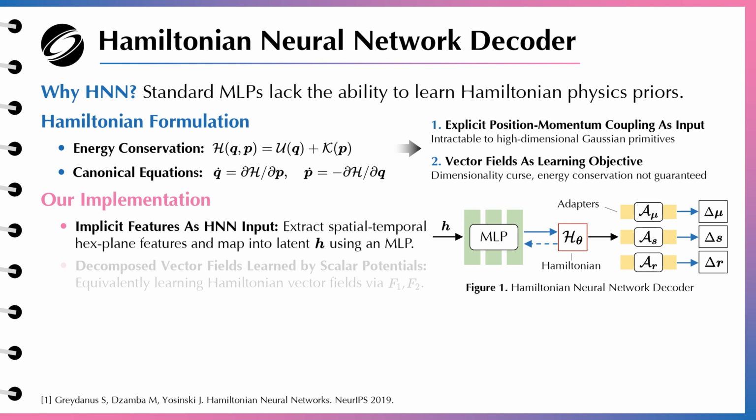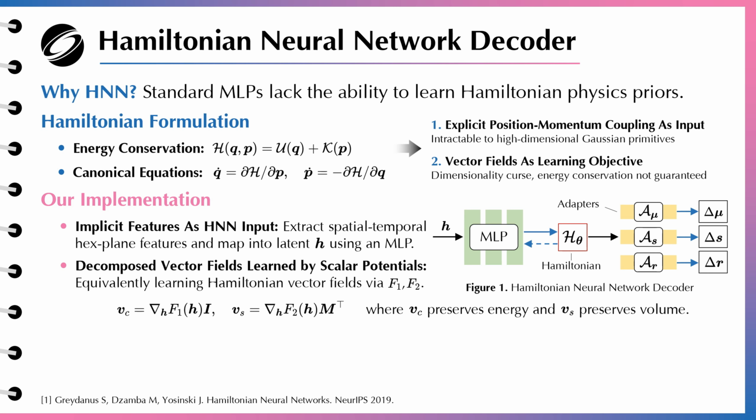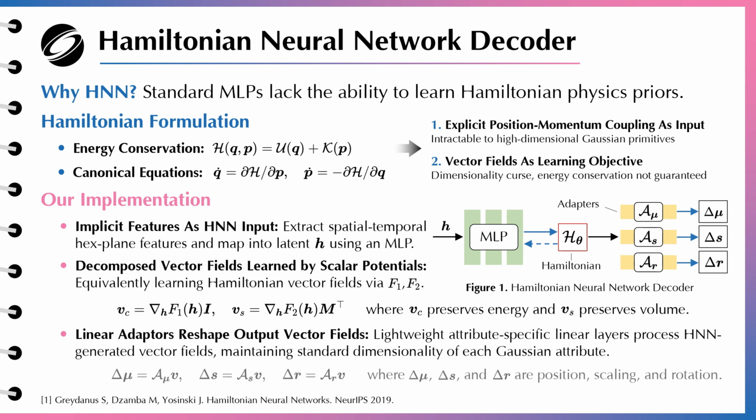Instead of directly learning vector fields, we learn two scalar functions, f1 and f2. Through automatic differentiation, these scalar functions generate the conservative field Vc and solenoidal field Vs, automatically guaranteeing energy conservation and volume preservation. We also use lightweight attribute-specific adapters implemented as linear layers to process HNN-generated vector fields, maintaining standard dimensionality of each Gaussian attribute.